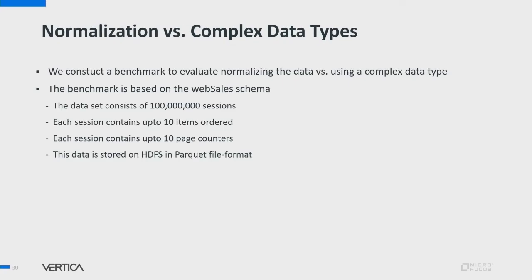Next benchmark we ran was to compare a normalized schema versus complex data types. We built another benchmark to evaluate the claim that the normalized schema would have slower performance and more memory usage than a comparable query on the complex type data. Our benchmark was based on the web sales schema that Deepak introduced earlier in this presentation. Our dataset consists of 100 million sessions, each of which contains up to 10 items ordered and up to 10 page counters. We stored the data in HDFS in the Parquet file format.